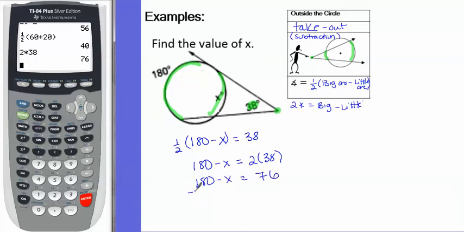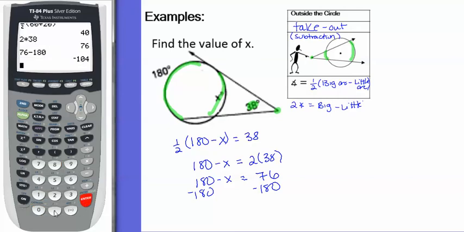From here, I'm going to go ahead and subtract 180 on both sides. I'm going to get 76 minus 180, or negative 104. So negative X equals negative 104. They both have a negative sign, so X equals 104 degrees.